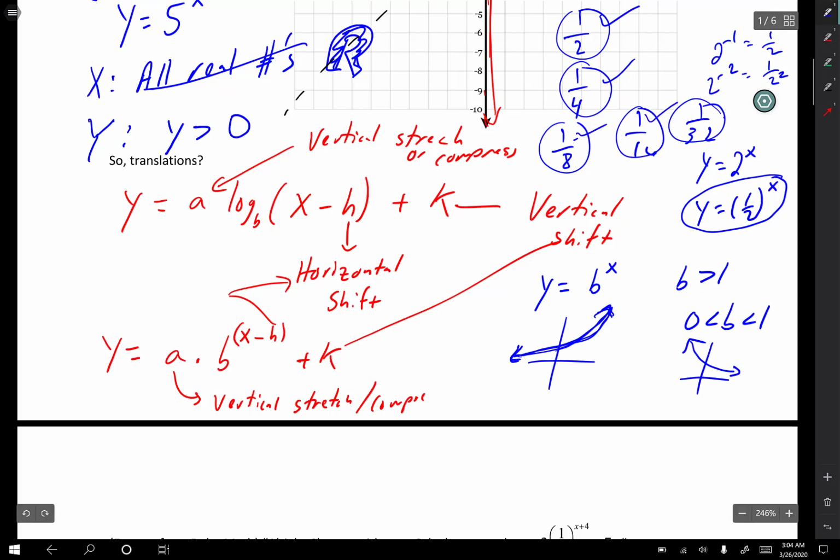1 half to the power 4, that's 1/16. 1 half to the power 5 is 1 over 32. So you can see what's happening. As x gets larger and larger, I'm looking more and more like this graph right here.